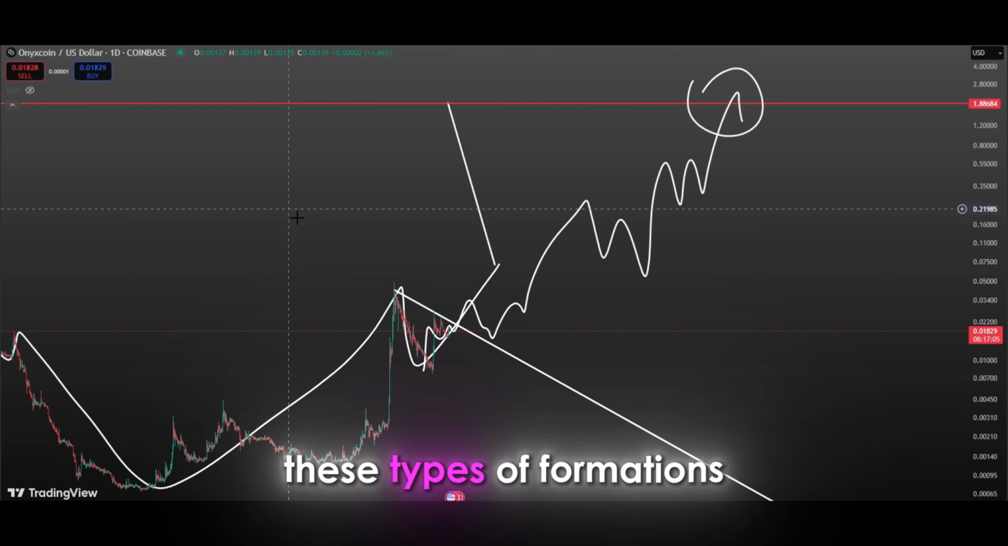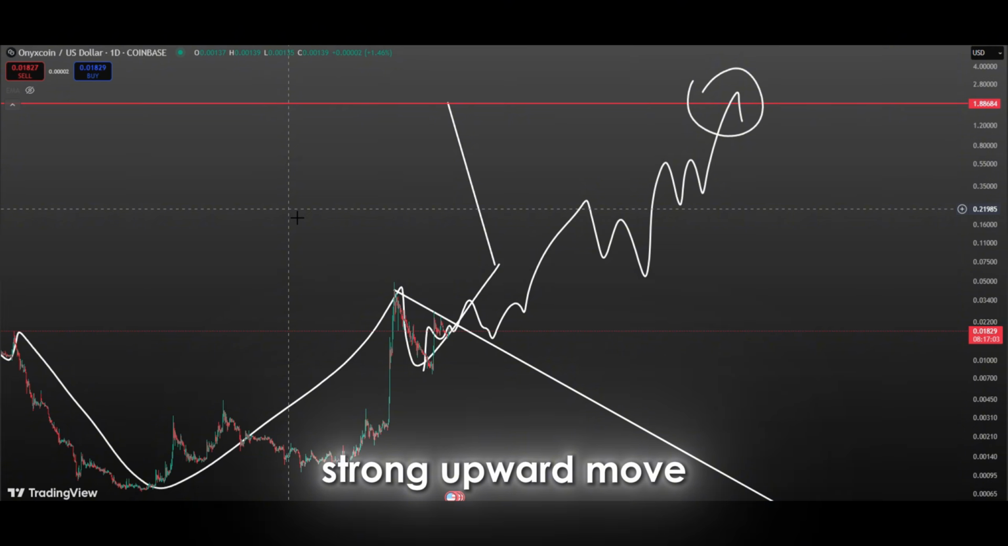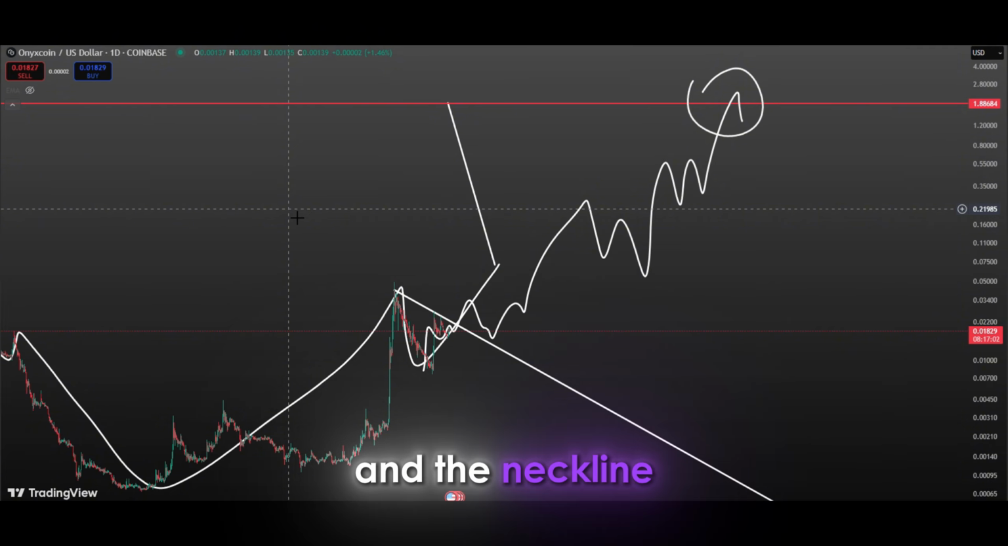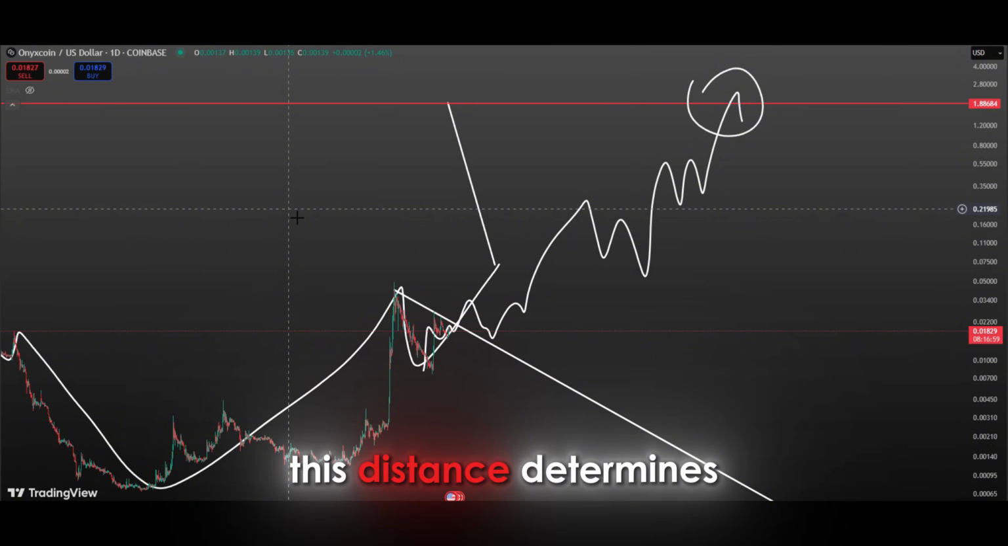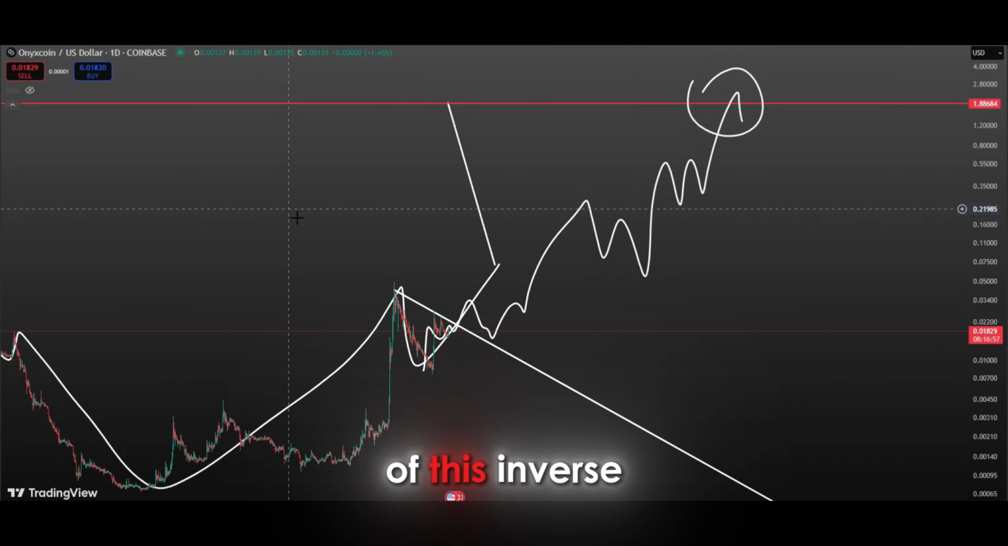These types of formations present significant opportunities for investors, as the price often makes a strong upward move once the pattern is completed and the neckline is broken. To measure the potential price move, the distance from the bottom of the head to the neckline is used. This distance determines the target level. Currently, the breakout above the neckline of this inverse head and shoulders pattern suggests that the price may see a substantial rise, potentially moving toward the $2 level.